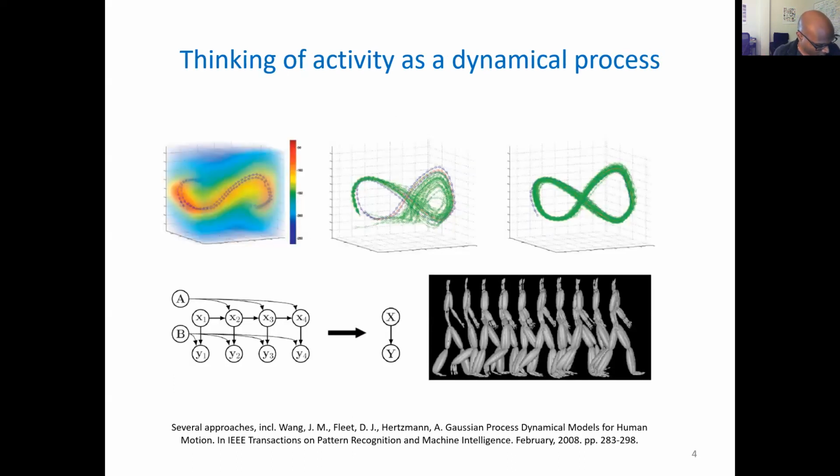One of the common ways in which I have tried to motivate most of the work that I do in this area is through interpreting human activity as a dynamical process, which has a lot of precedent. I mean, I'm not the first person to say that. There is a lot of precedent in thinking of human activity as defined by a dynamical system. In the good old days, people would talk about dynamical systems as defined by parametric forms like hidden Markov models, linear dynamic systems, switching linear dynamic systems, coupled hidden Markov models.